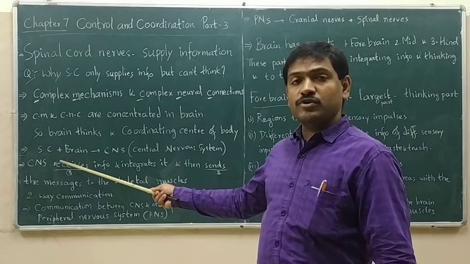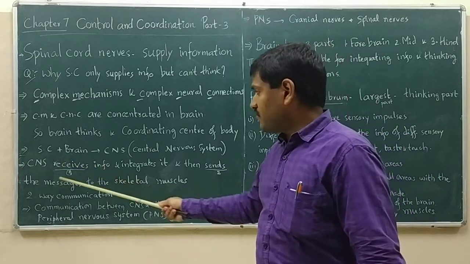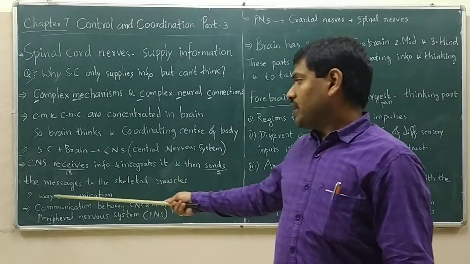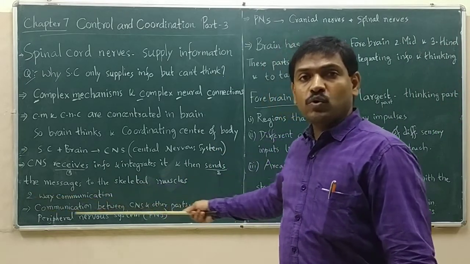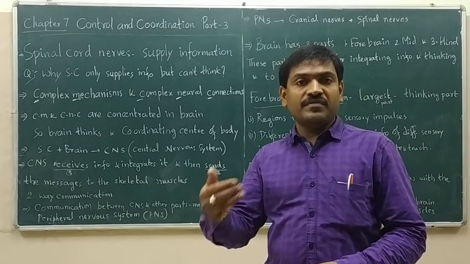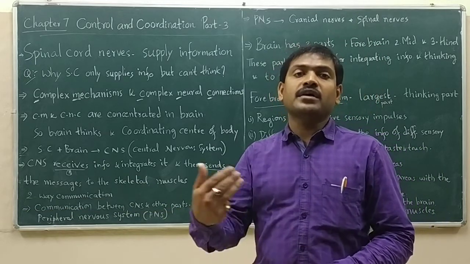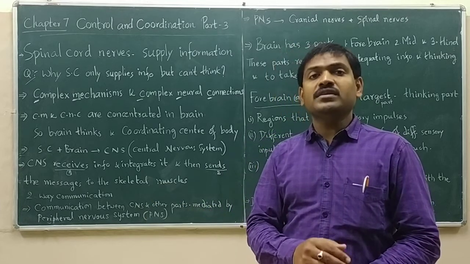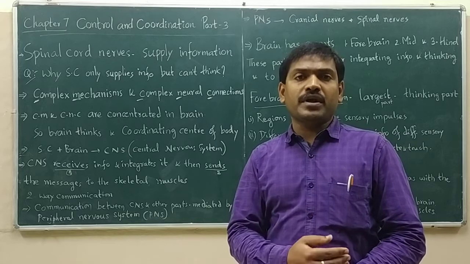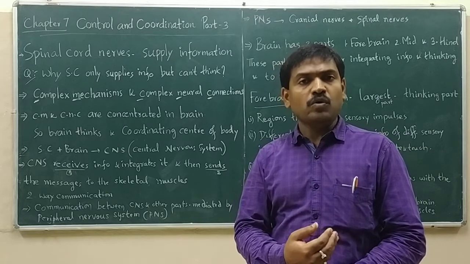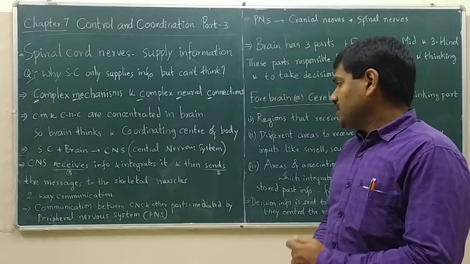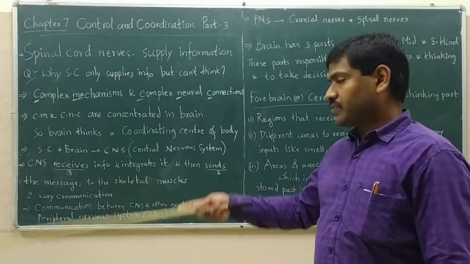So what is the central nervous system doing? It is receiving the information as well as sending the information, so it is carrying out a two-way communication between the central nervous system and other parts of the body. The central nervous system receives the information as well as sends back the information.